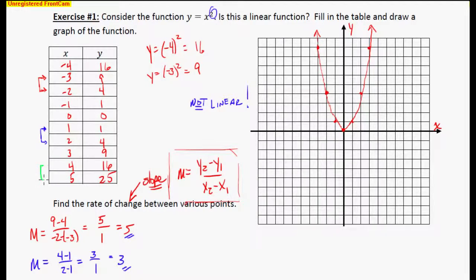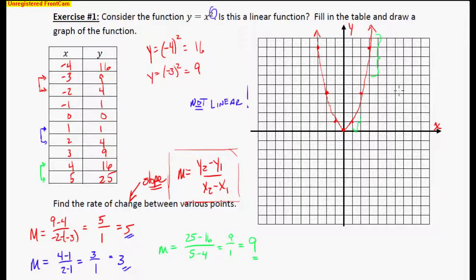We'll do one more, these two right here. That would be 25 minus 16 over 5 minus 4, and we get 9 over 1, which is 9. Again, it comes out different. So the moral of this story: the slope of a non-linear function is not always the same at different places on the graph. That makes sense if you understand what slope is. It is much steeper in here than in that section right there. Okay, so that's exercise 1.